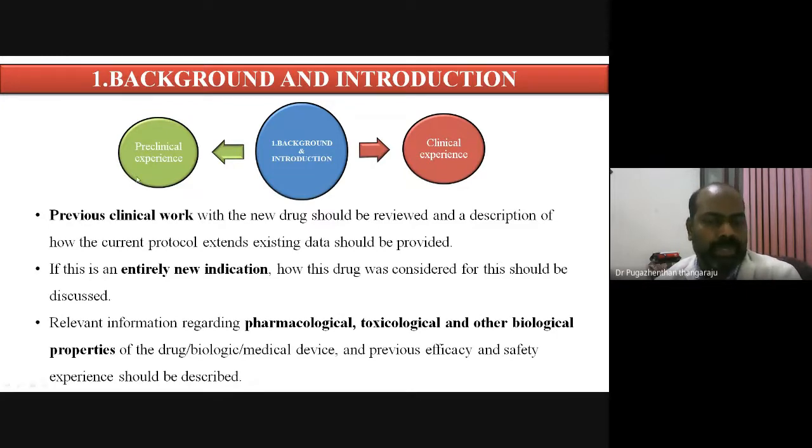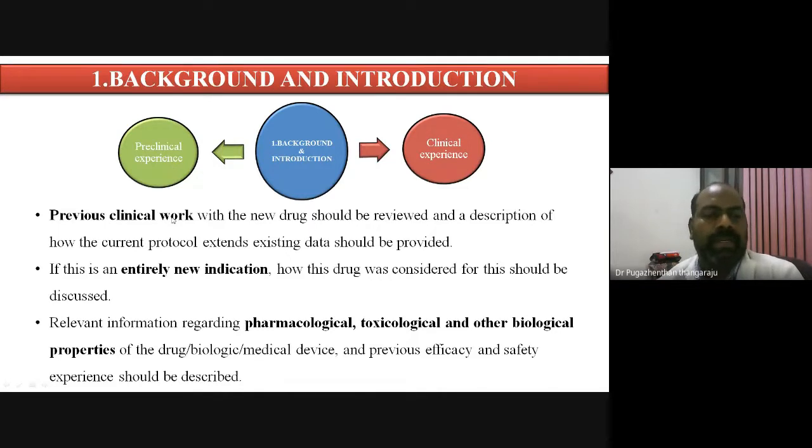Okay, so we have to dissect the experience which we obtained from the preclinical experience. For example, if I'm planning to do a phase 3 clinical trial, it is mandatory to look into the phase 1 and phase 2 information, and we have to incorporate that information into the phase 3 clinical trial. Like what is the safety, what adverse reactions happened in phase 2, who are the people at risk when we are planning for phase 3. These are the details we can get from the preclinical experience.